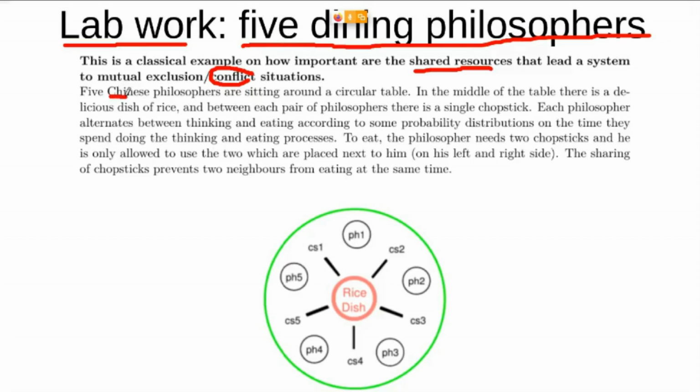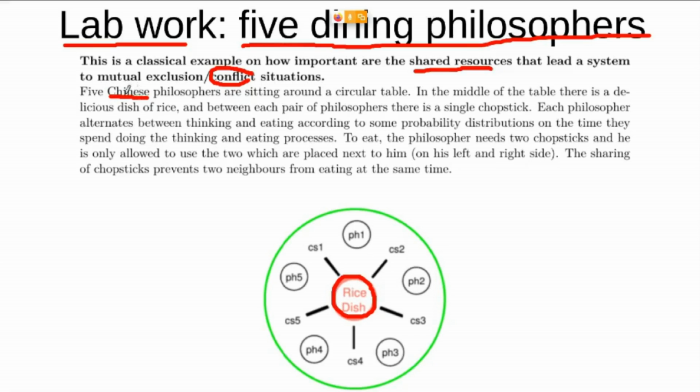These are 5 Chinese philosophers. The reason to be Chinese is because they are in front of a rice dish. They are eating rice. Well, the classical example is the 5 Chinese philosophers. Okay? Well, the important thing is that we have 5 philosophers eating rice. But they have 2 possible states. They can be philosophizing, thinking, okay? And they can be eating rice, okay?